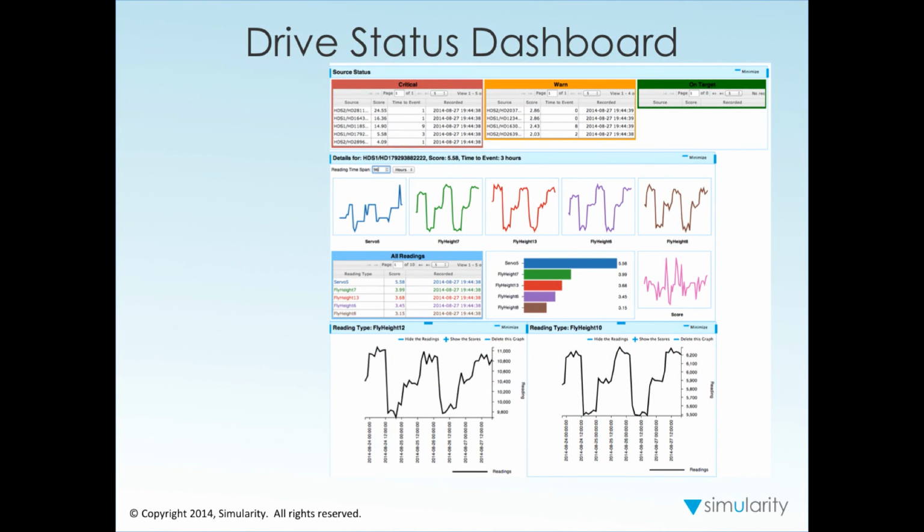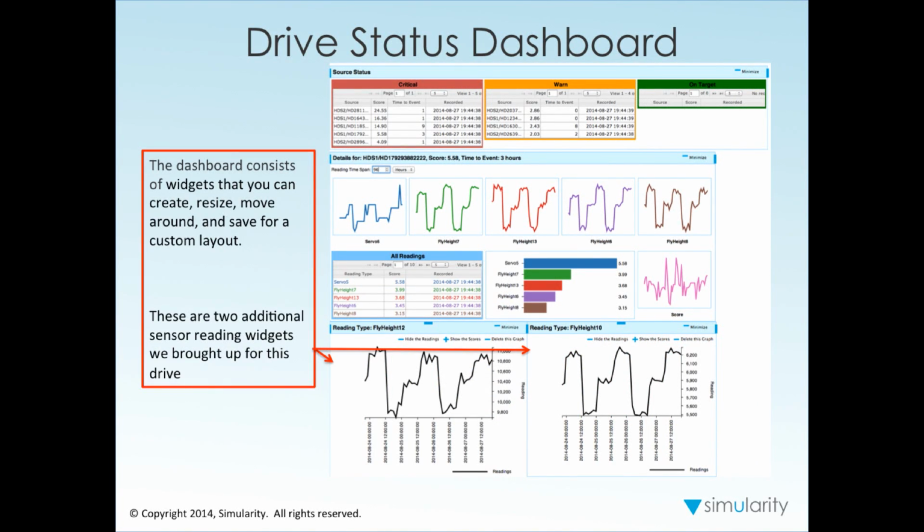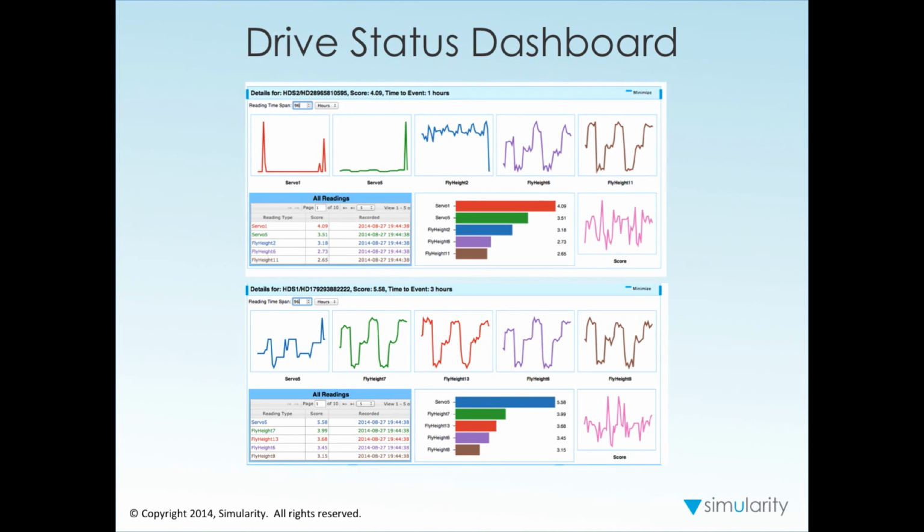So here is an example of the drive status dashboard where you can look at all the other sensor readings. There's 53 sensors, and if you're looking at exploring a particular drive, you can bring up widgets to look at any of the additional sensor readings over time.